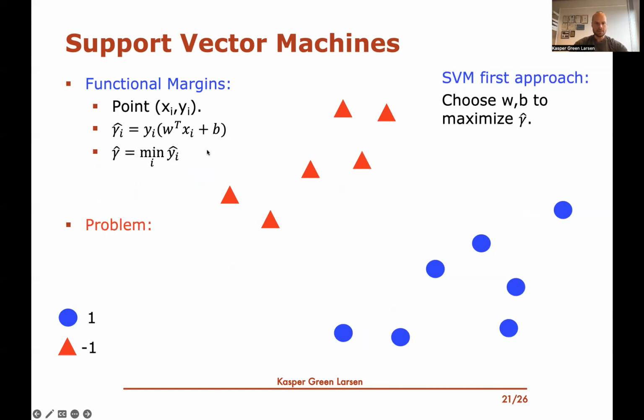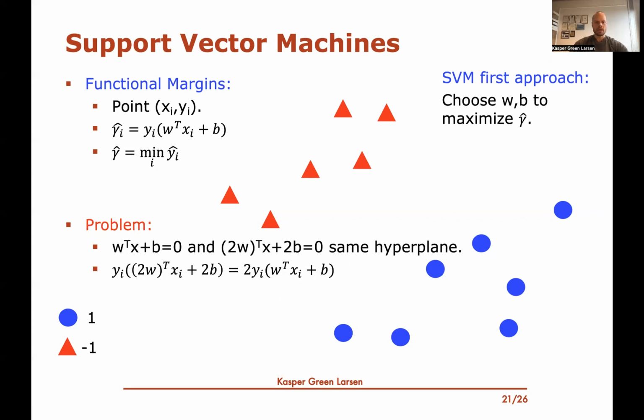Now, the problem with this formulation with the functional margins is that several hyperplanes are the same. In particular, if I scale W and B by a factor 2, then I get the same hyperplane, right? Because it's exactly the same set of x's that satisfy this equality. You just multiply both sides by 2, so 0 times 2 is still 0, and the left-hand side has just been scaled by 2. So they represent the same hyperplane.